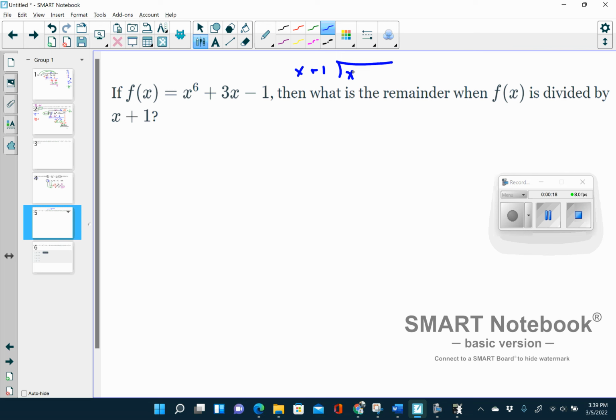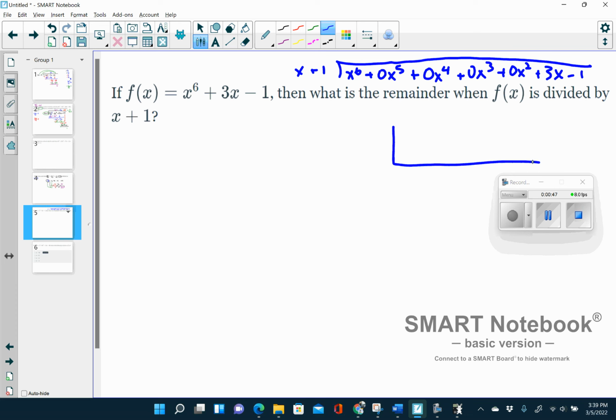And then this is x to the 6th, right? So you have to do plus 0x to the 5th plus 0x to the 4th plus 0x to the 3rd plus 0x to the 2nd plus 3x plus, minus 1. And as you can tell, this is going to take a very long time to do, and it's going to be very annoying. Okay, or you could do the synthetic method, which is literally the same thing.